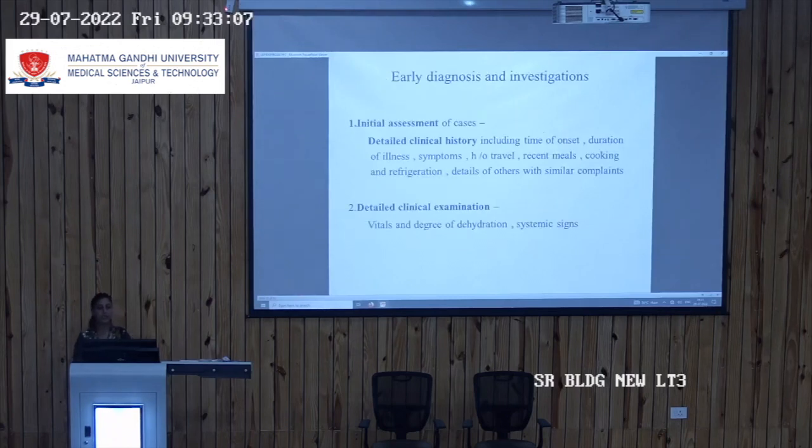Now, how can the disease be diagnosed? It is important to take a proper detailed history of the case, including time of onset, duration of illness, and symptoms. There may be a history of travel, recent meals, what foods the patient has taken, cooking and refrigeration, and details of others with similar complaints. In clinical examination, vitals are taken and degree of dehydration is assessed. Systemic signs are looked for.